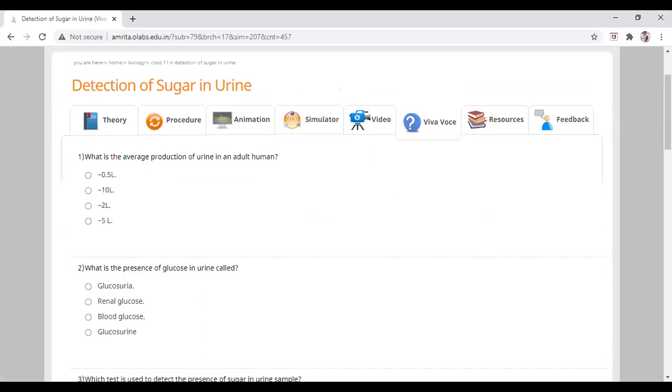What is the average production of urine in an adult human? You can give the answer in chat or you can tell the answer orally also. 0.5 liters, 1 liter, 10 liters, 2 liters or 5 liters. So what we have studied in theory was 2 liters per day.